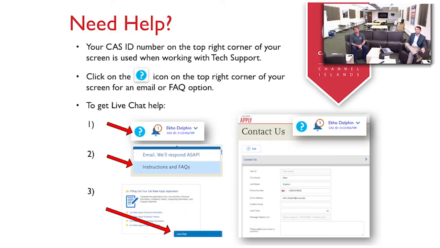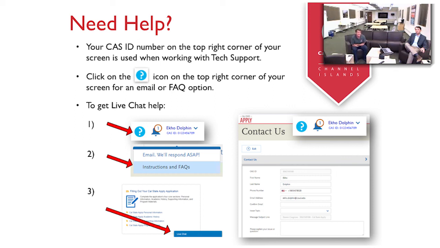So, help in the application. There are a number of ways to receive help when you're filling out your application. You'll see in the upper right-hand corner of the application your name and what's called a CAS ID number. This CAS ID number is unique to you. It's unique to the Cal State Apply application system. If you're contacting the application tech support, you'll want to provide them with your CAS ID number so that they can assist you further. It's not an ID number, it's only an ID number for the Cal State Apply application.